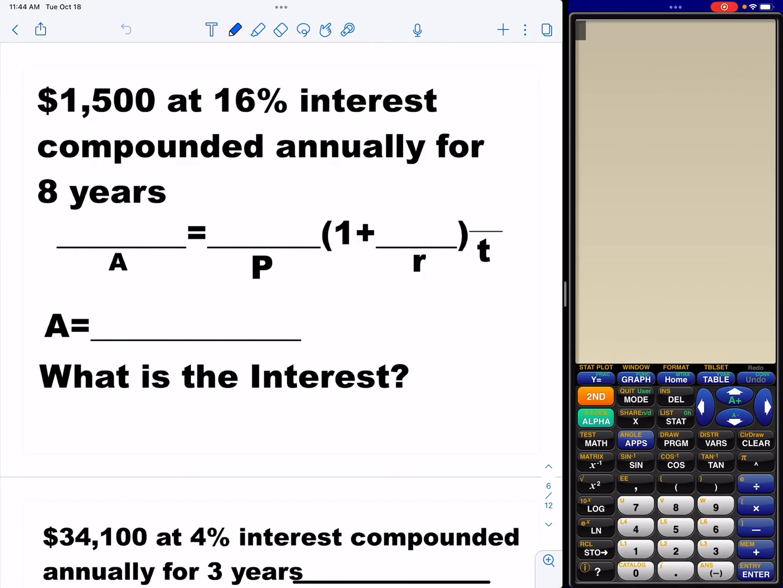So here's our first problem. You've got $1,500 at 16% interest compounded annually for 8 years. And that's going to be the phrase that you're going to hear often, compounded annually. That means it's done every single year.